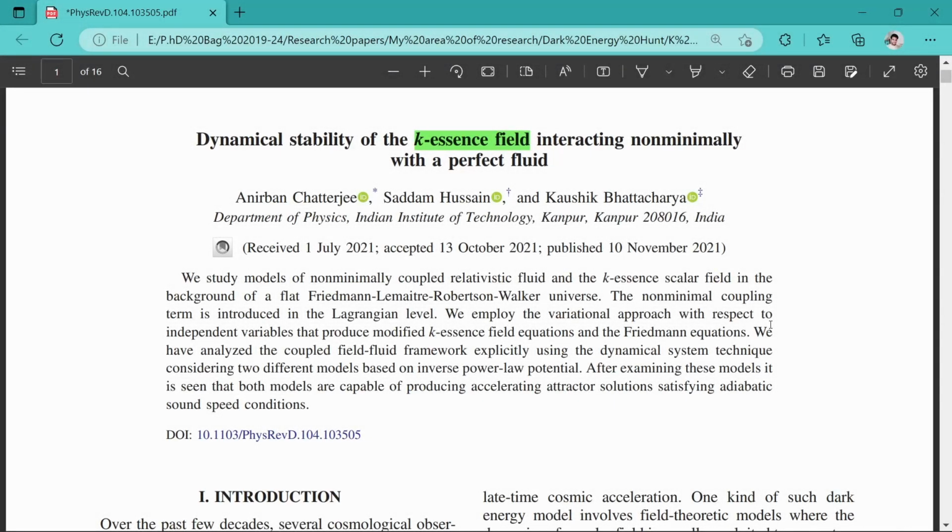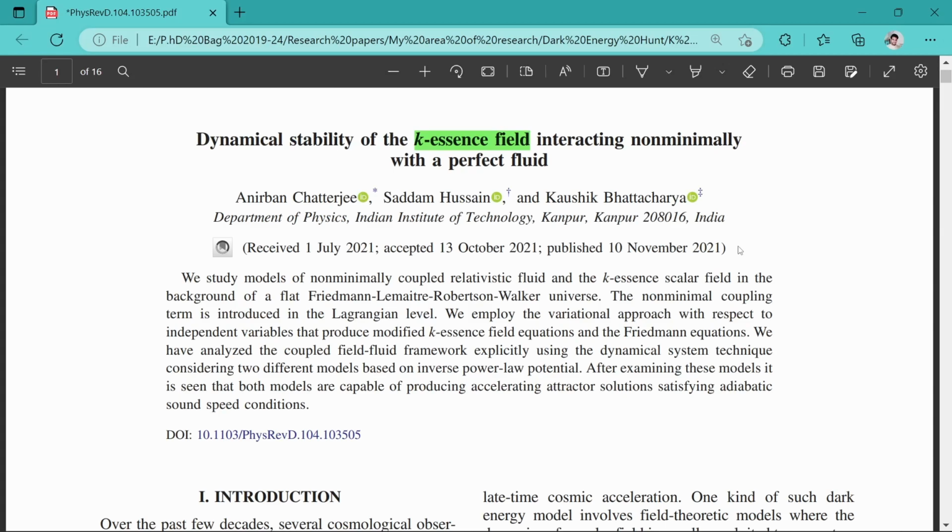Today I'm going to review a new paper called Dynamical Stability of Kessence Field Interacting Non-Minimally with Perfect Fluid. This is my paper, and I wrote it around 2021; it was published in November 2021. The title suggests that the Kessence field is interacting non-minimally with a perfect fluid.